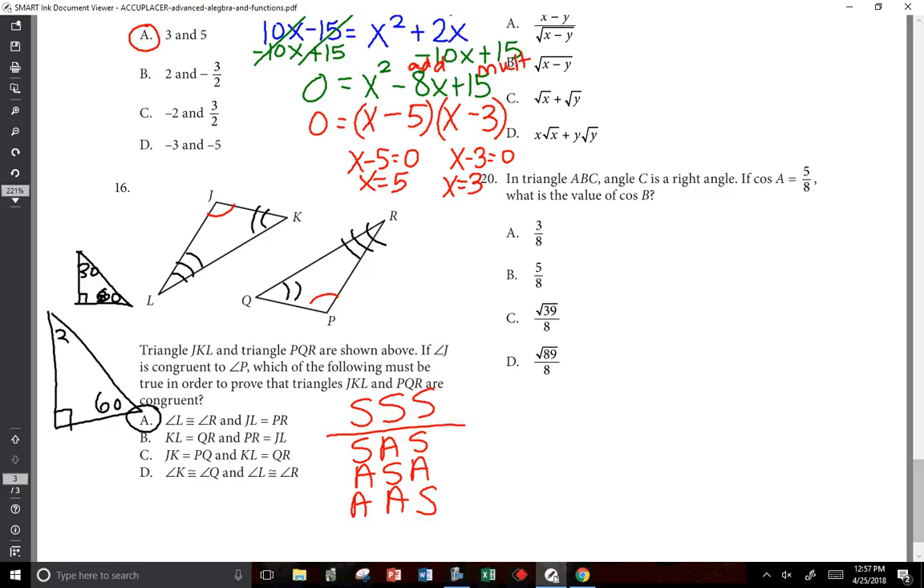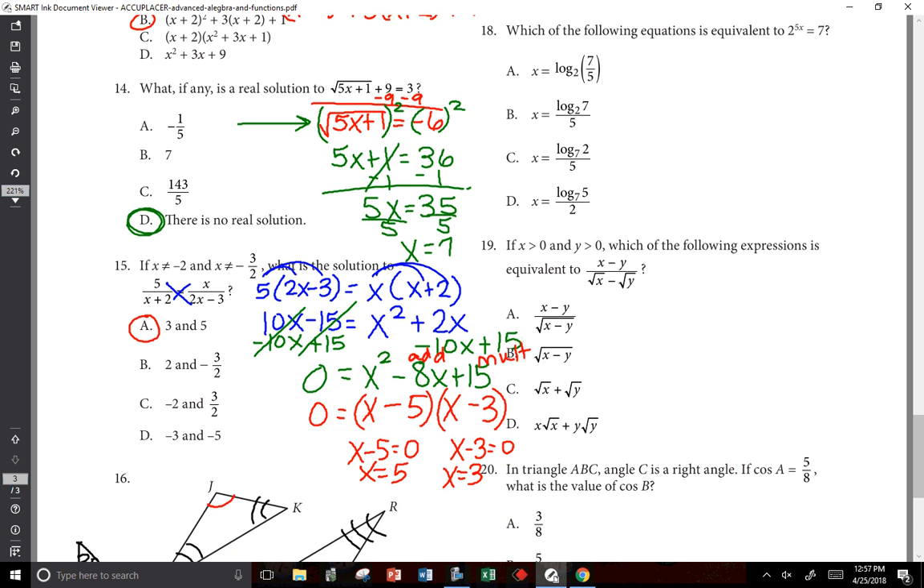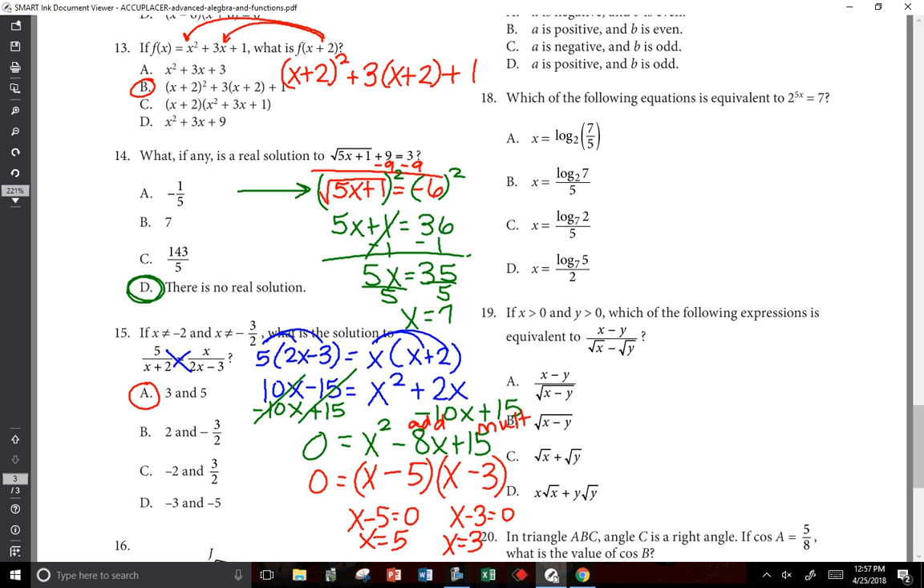19. We have, if x is greater than 0 and y is greater than 0, then which of the following expressions is equivalent to that? This one's going to take me more than a minute, so I'm going to go on to 20. And I won't put 19 on your daily check. But 20 is quick and easy.